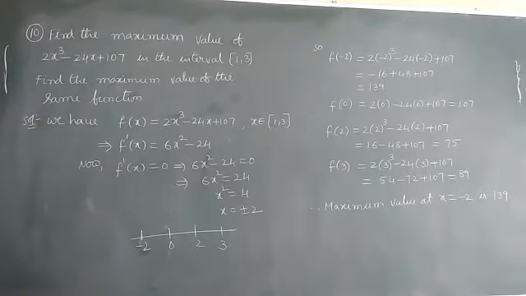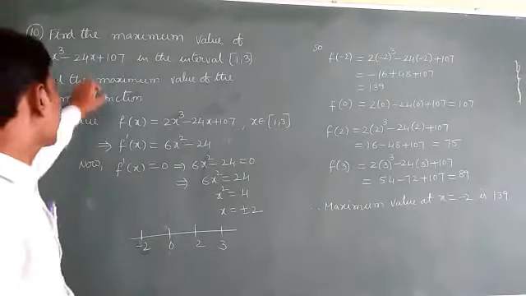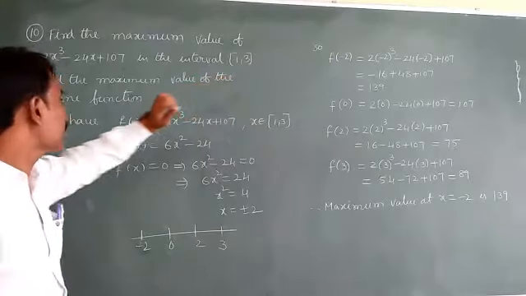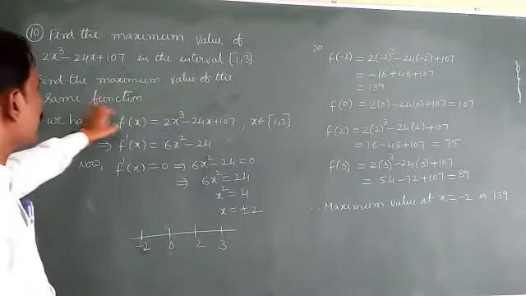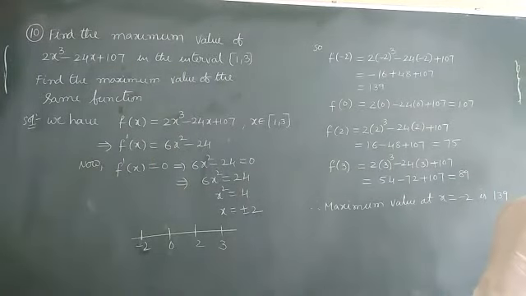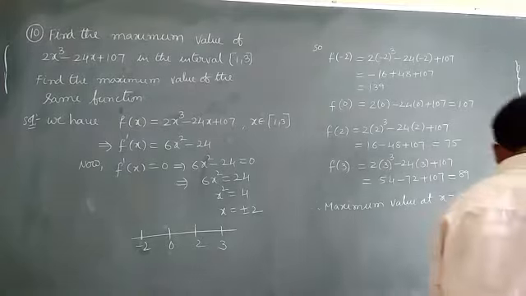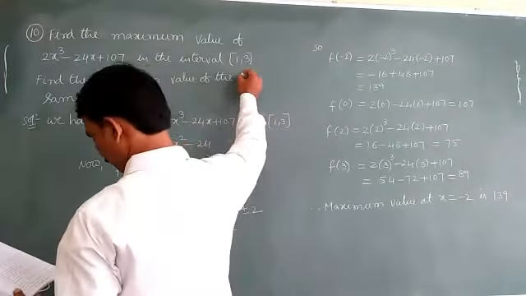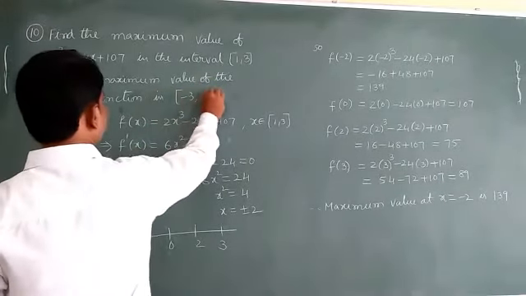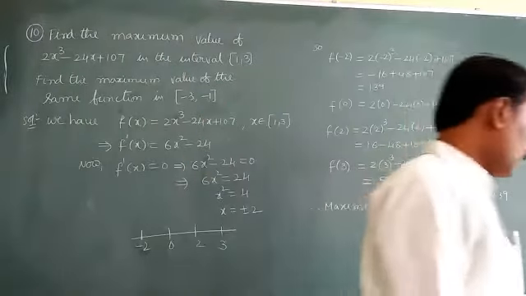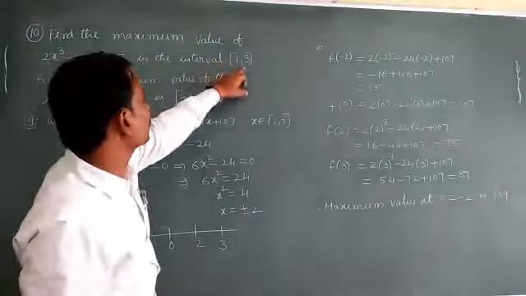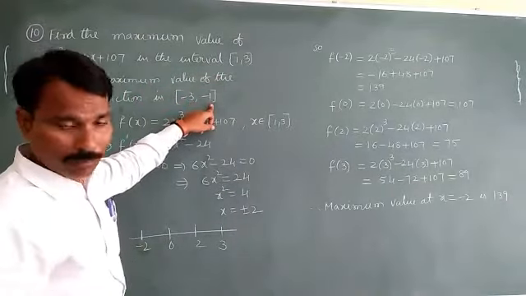Students, 10th one: find the maximum value of 2x cube minus 24x plus 107 in the closed interval of 1, 3, and find the maximum value of the same function for the interval minus 3, minus 1. Okay students, that means this question is asking two problems. One is at interval 1 comma 3 and one more is minus 3 comma minus 1.